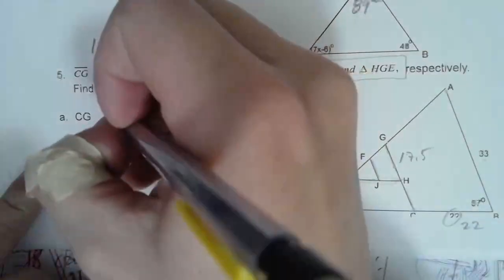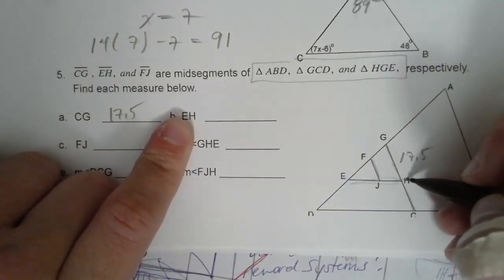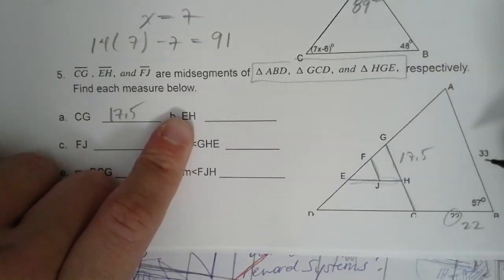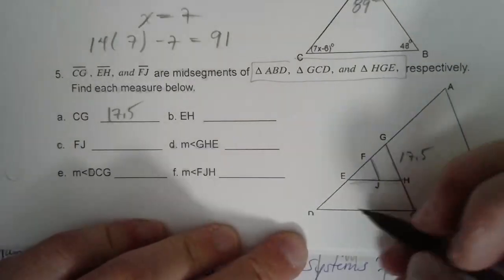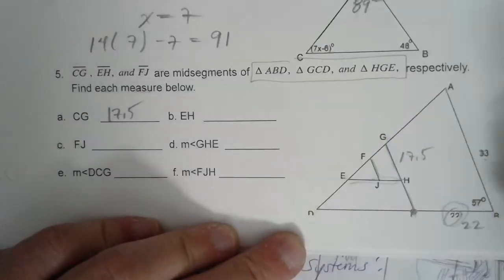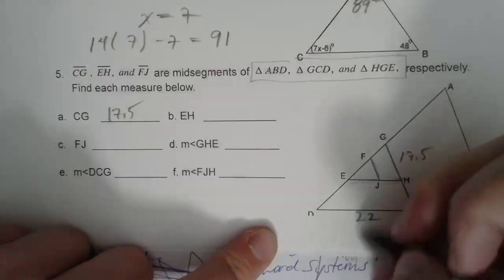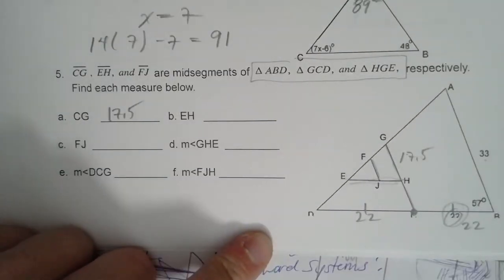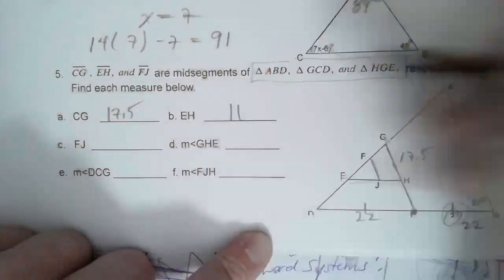17.5, so that's CG. All right. Then for EH, oh, this is 22. Excuse me, I'm so silly. This is 22. This is the midpoint, so this is also 22. All right, these are the same. And then, since this is 22, half of that is 11.